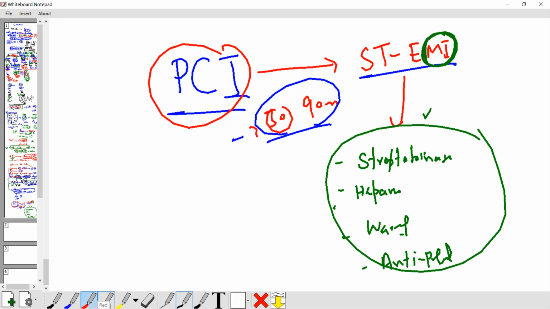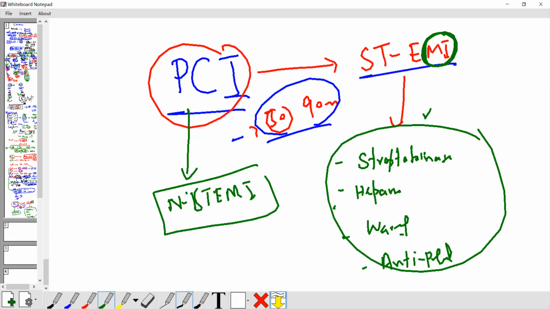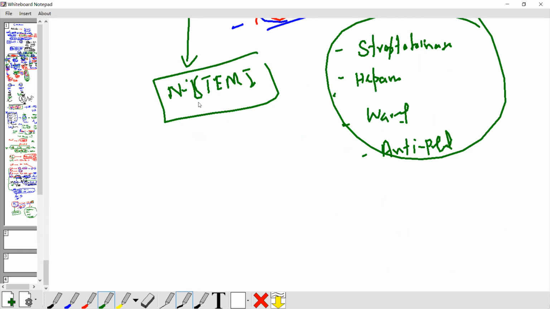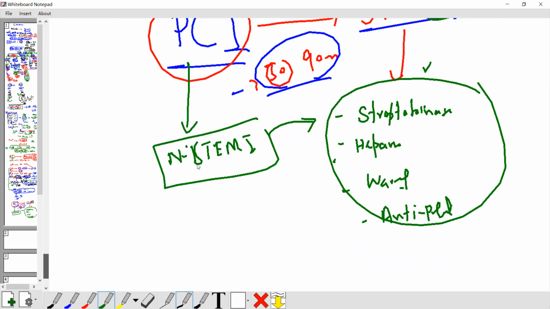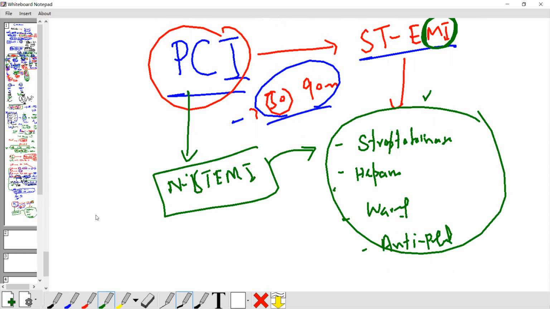If the patient has non-STEMI, do you perform PCI for non-STEMI? No, sir. Why waste the patient's money? It is very expensive, and there is no need to perform PCI. Just go for anticoagulants and thrombolytics, like streptokinase, to break the thrombus for non-STEMI. Clear?